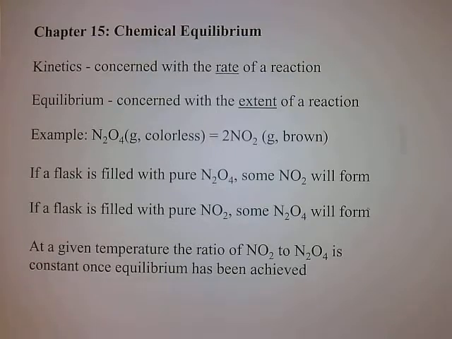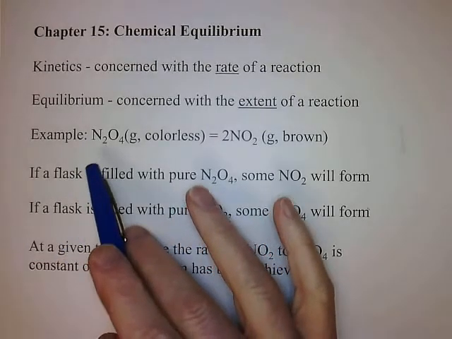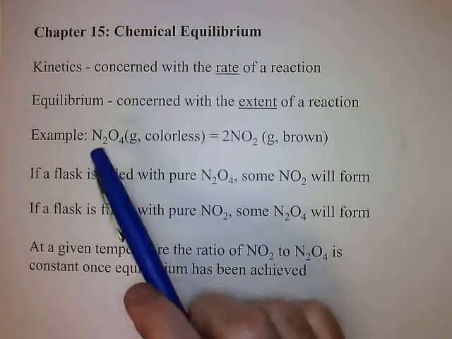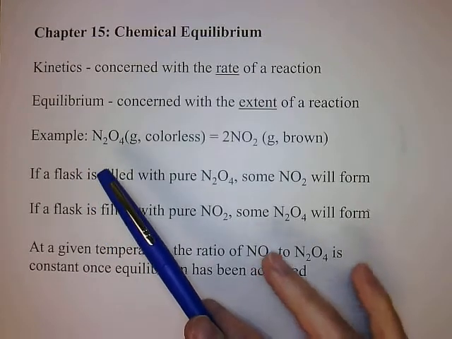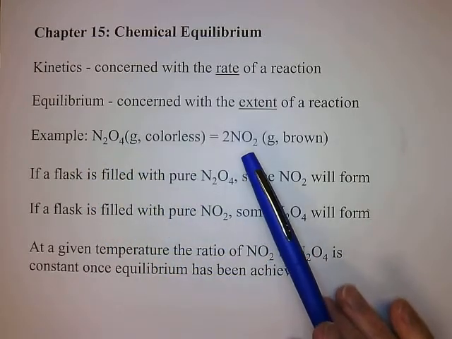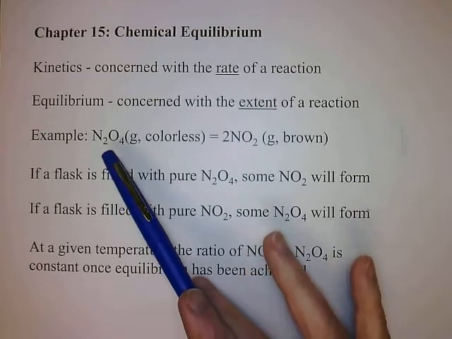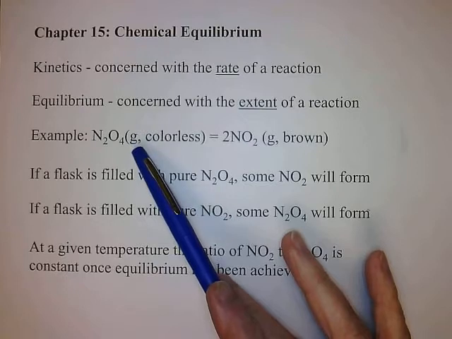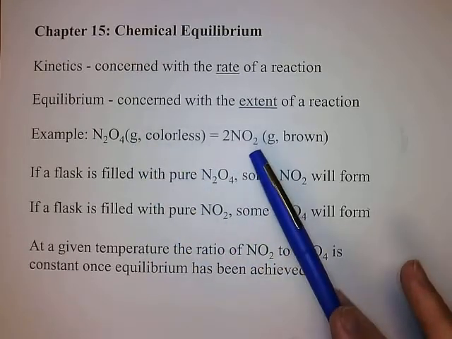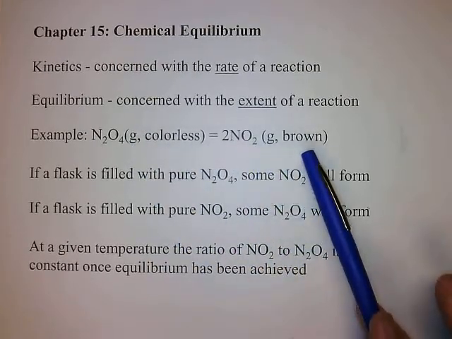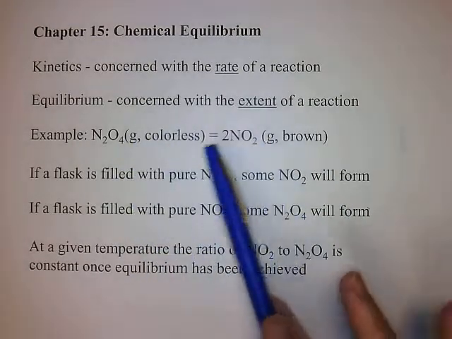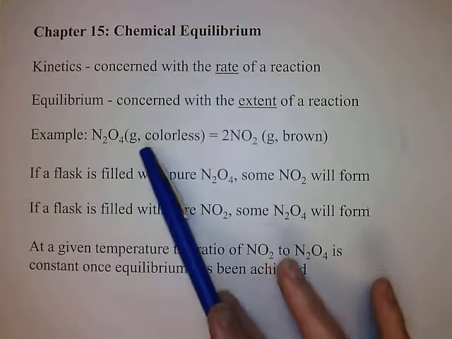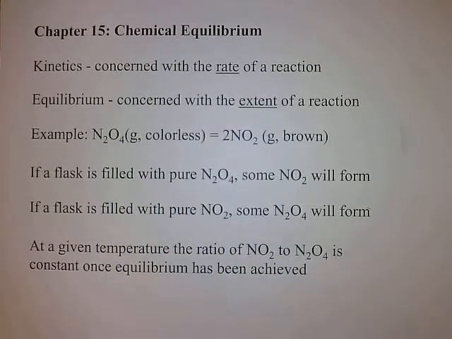As an example, the same example is used in almost every Gen Chem textbook I've ever seen: the reaction between N2O4 and NO2. They're both gases. N2O4 is colorless and NO2 is brown. So this is an equilibrium system. It naturally exists as a mixture of the two.